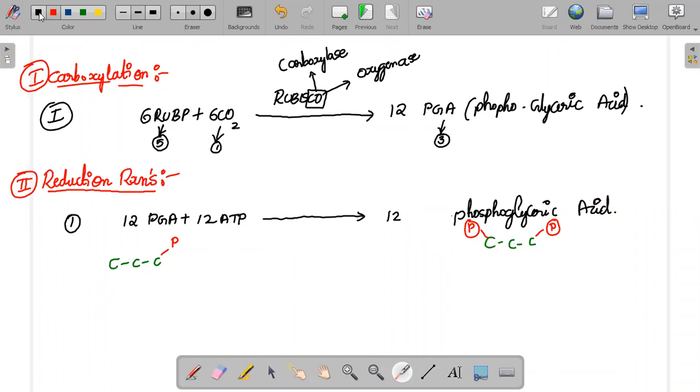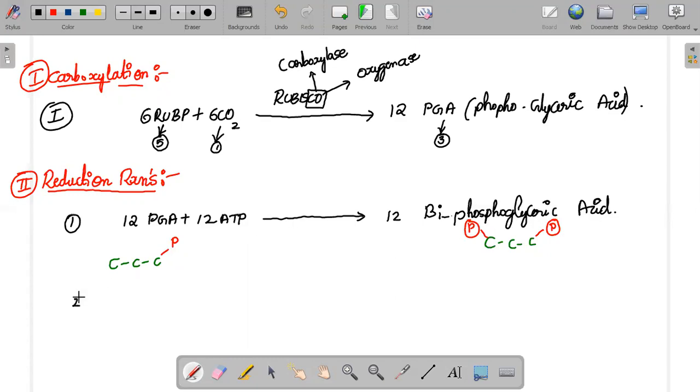And whenever you do like that, what we are going to get is bisphosphoglyceric acid. So there is a bis-phosphoglyceric acid, where a phosphate atom is attached to the first carbon. Very simple. That is your first step in the reduction reaction.